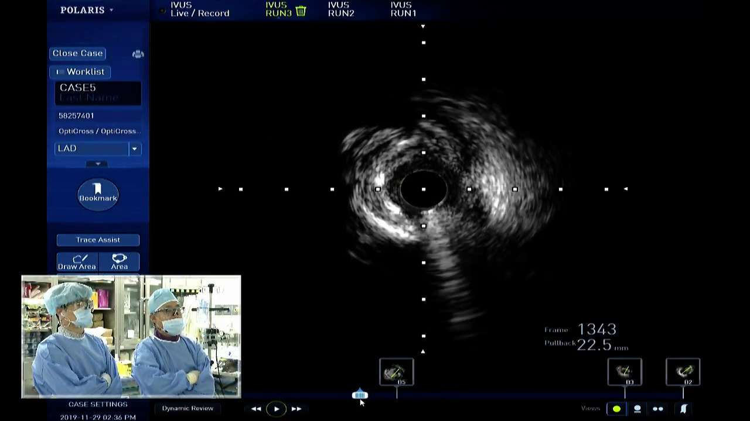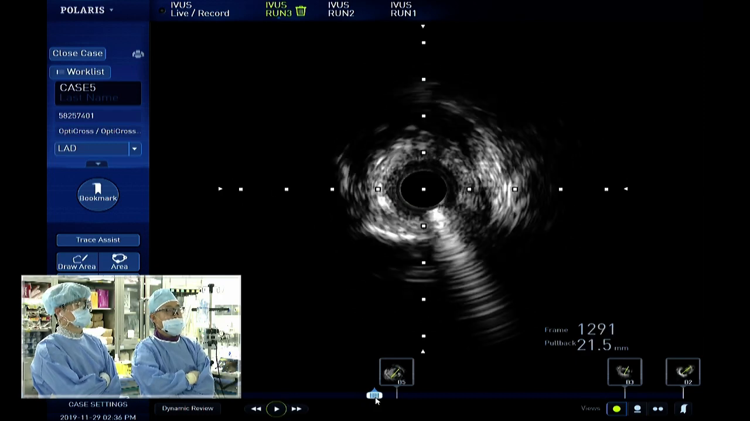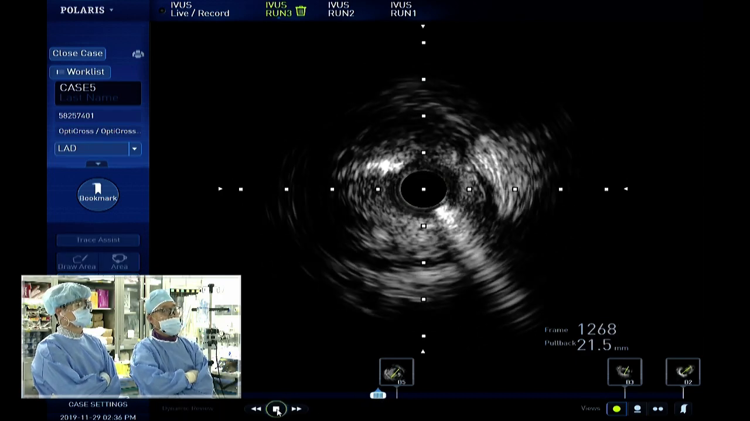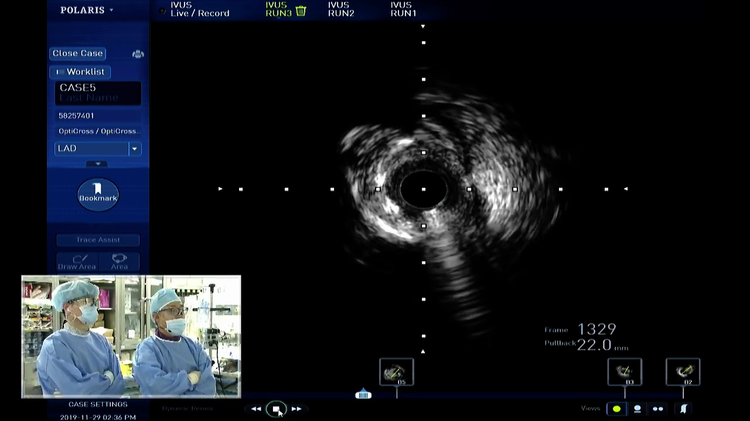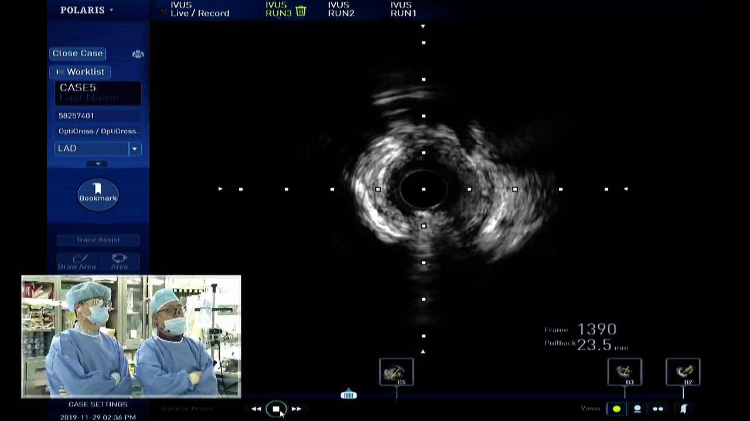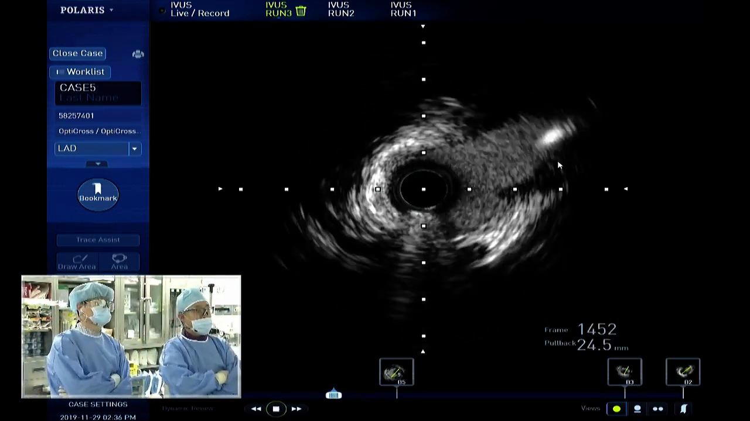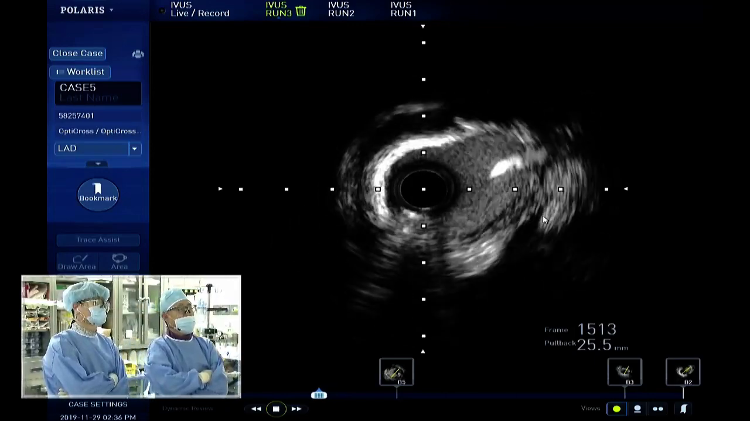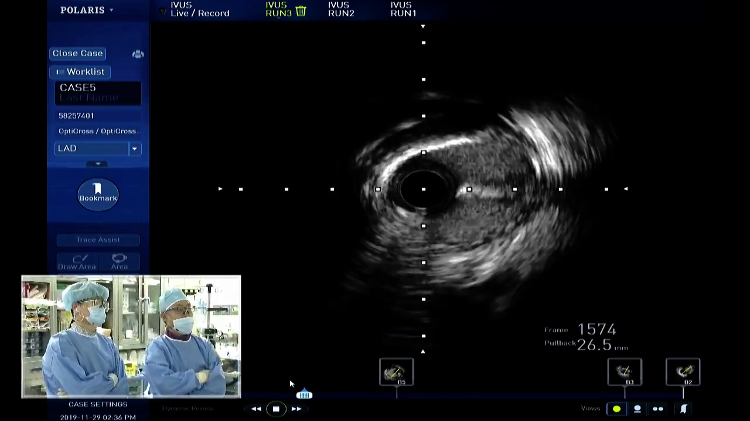Okay, here, the playback. Here is the tightest part. Just the playback. The tightest part is the LAD ostium. Okay, here is the circumflex ostium coming. This is the distal main.